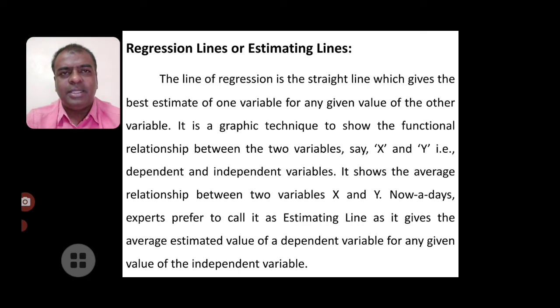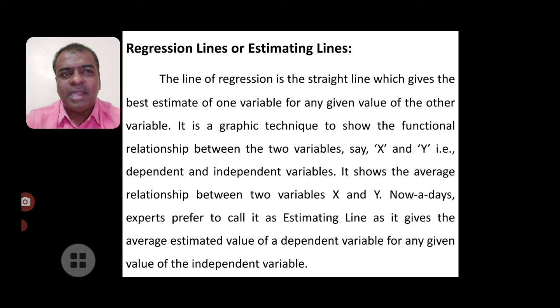What are regression lines? These regression lines nowadays are also known as estimating lines. The line of regression is a straight line which gives the best estimate of one variable for any given value of the other variable. For instance, if I am trying to find the regression line of x on y, I am going to get the best fit for the variable x for a given change in the variable y. If y changes by 10%, 20%, I can identify the percentage of change in the variable x. So for a given change in y, I am estimating the change in x. This is called the regression equation of x on y, or the regression line of x on y.